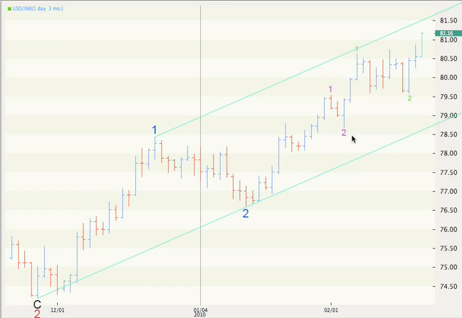This wave count is invalidated with any movement below this point here, 76.61. Now the bright blue lines are a base channel drawn by the bottom of wave 1 to the end of wave 2. Draw a trend line, create a parallel copy, and place it on the extreme end of wave 1.